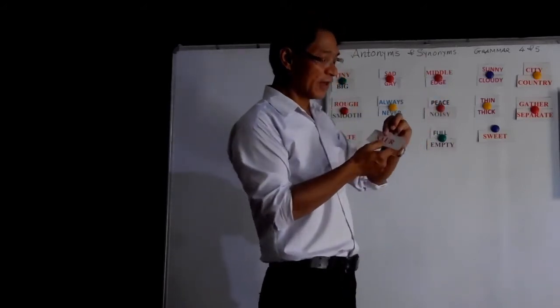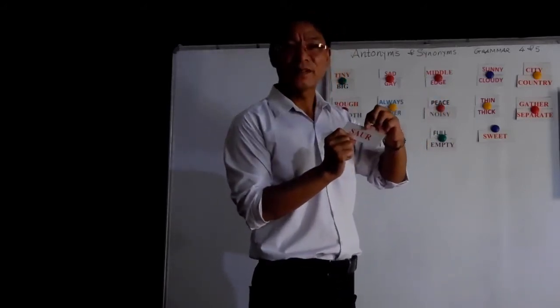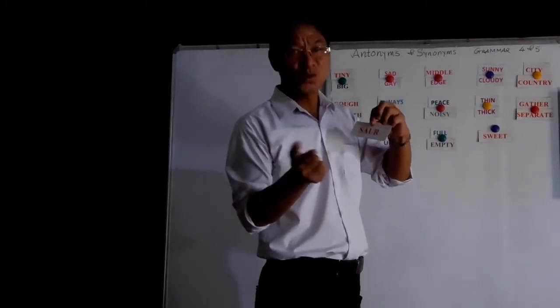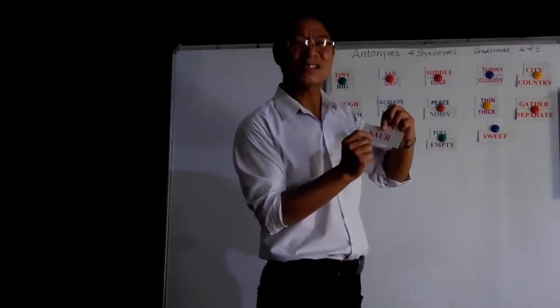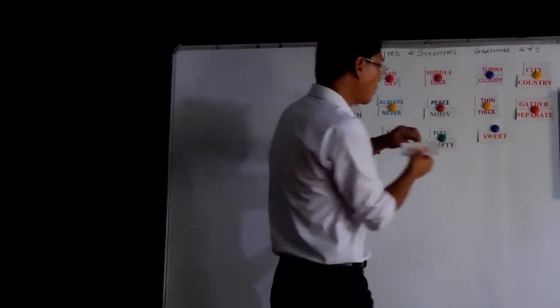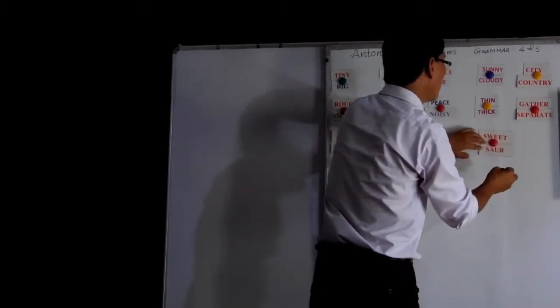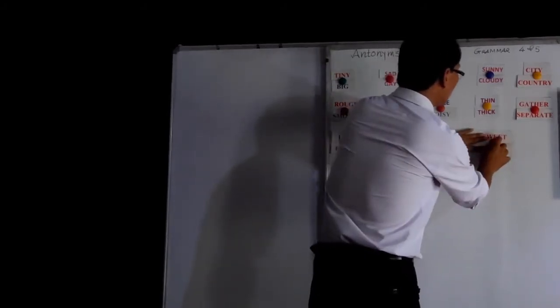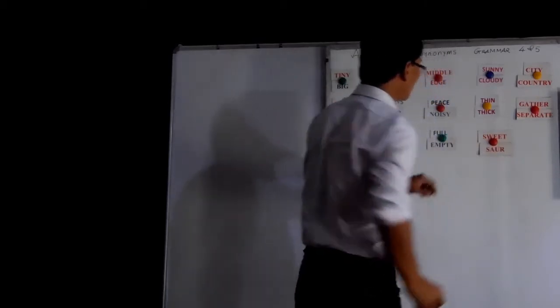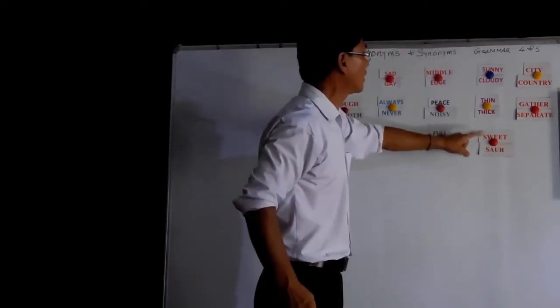See, if you eat mango which is not ripened, it tastes like a sour. So opposite of sweet is sour. Is that clear? So sour and sweet are opposites. You can say sour and sweet or sweet and sour.